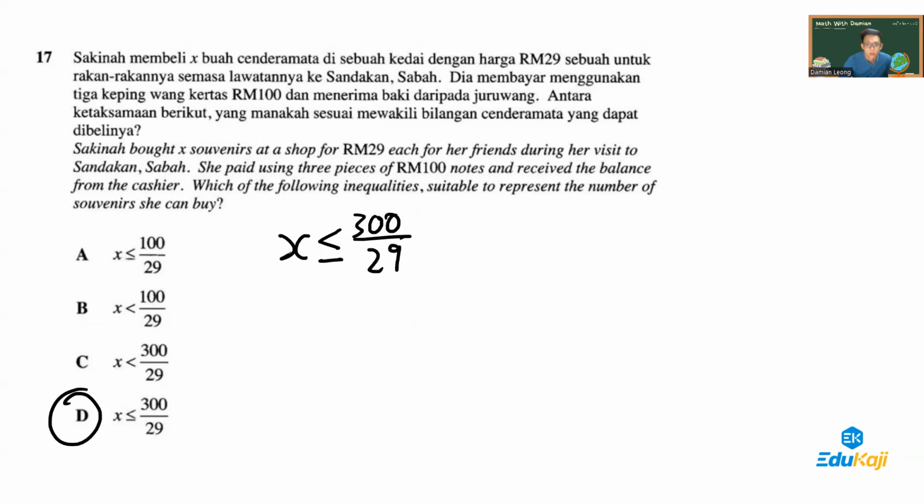Hold on. Actually, no. It's C because she received balance. She received the balance means there is a balance. So it should be less than. It should be less than this value because there's a balance in the amount. So when you divide that, you should get more than the exact number. That's why I see.